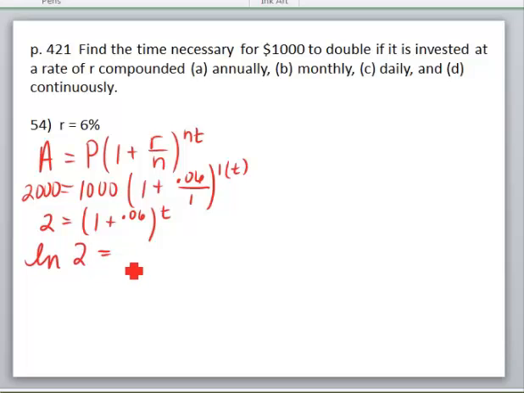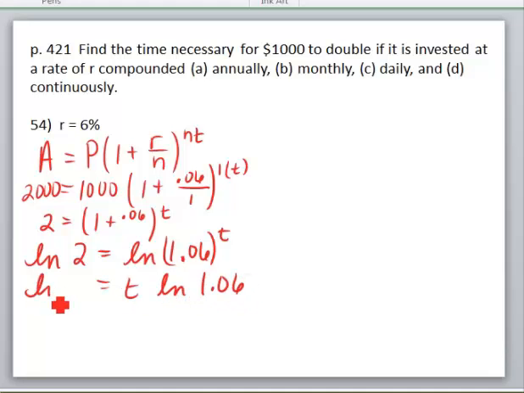I'll ln both sides. Let's go ahead and just write this as 1.06. So what I'll do is I'll be able to bring the T out front. And I'll divide. So I have ln of 2 divided by ln 1.06. So that means it approximately takes 11.90 years.